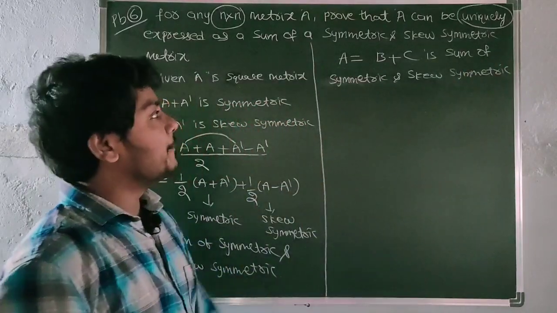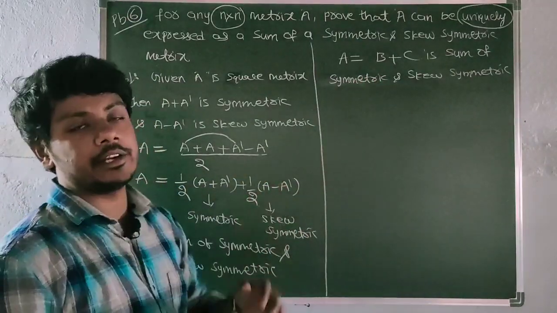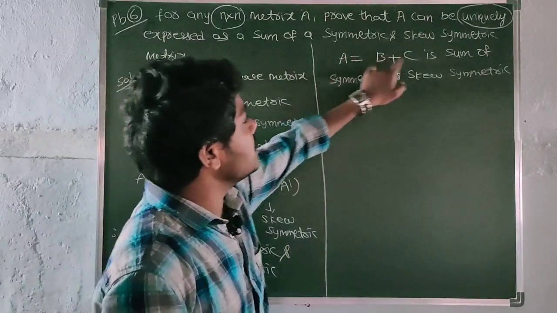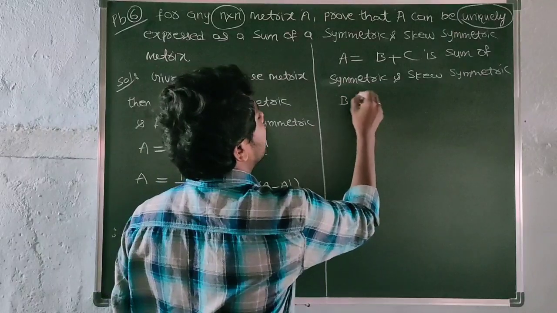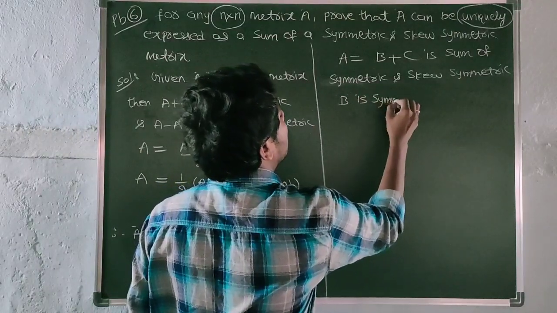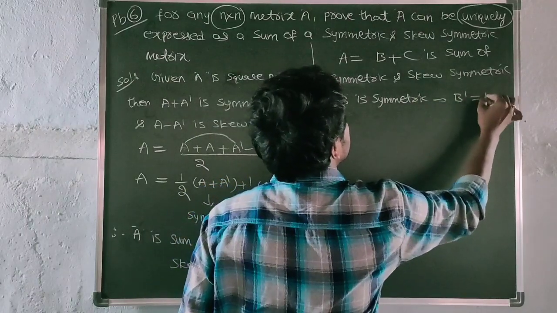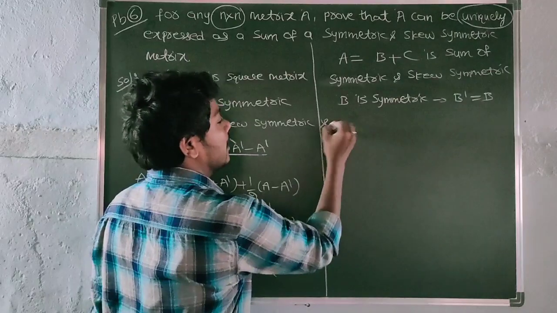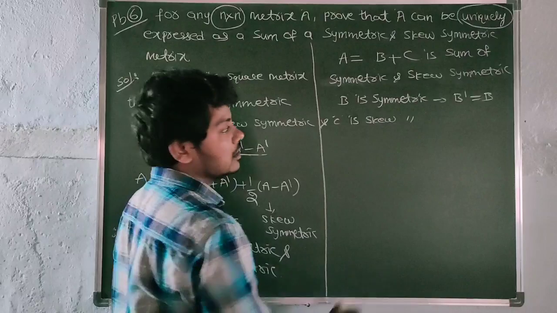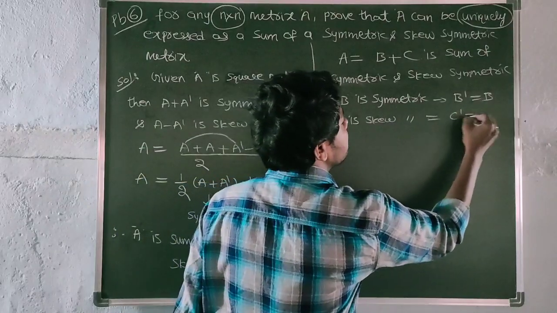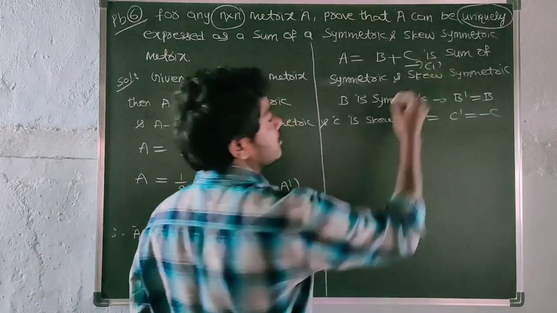So now you prove B is what? A plus A transpose, and C is what? A minus A transpose. So here A is a sum of symmetric and skew symmetric, meaning B is symmetric. So that is B transpose is equal to B, and C is skew symmetric. That is what? C transpose is equal to minus C. Suppose this is equation 1.